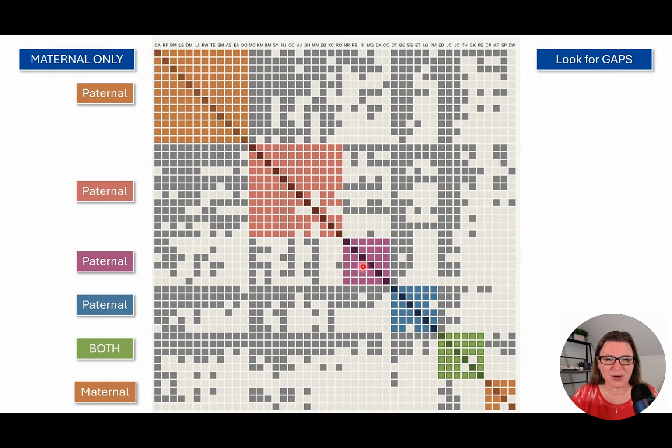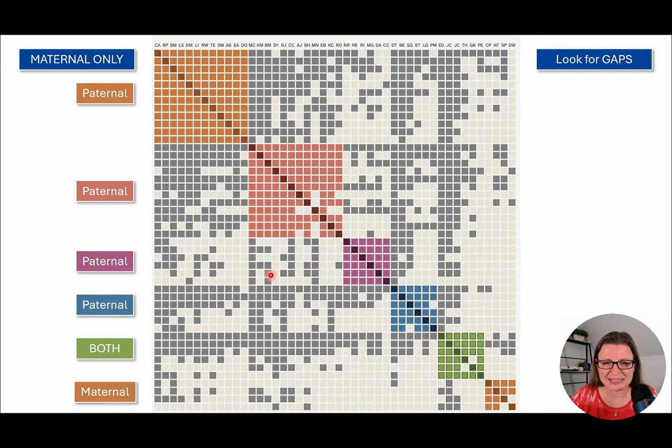Then we get down to the purple and we start seeing some gaps. Here's a gap. And here's a gap. So this is very interesting. And here's a gap, except for this one box, which I think might be an outlier, meaning those 2 people might be related in a different way. But it's telling me that these 3 people here might not be connected to this purple, although the purple are related to all these other salmon.